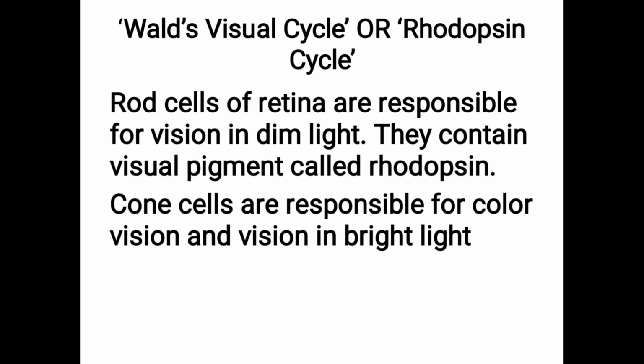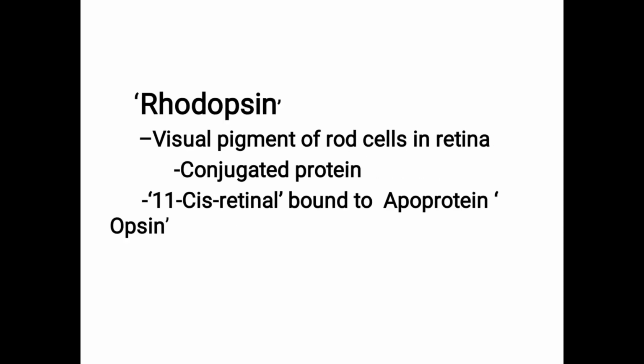In the retina there are two types of cells, rod cells and cone cells. Rod cells of the retina are responsible for vision in dim light. They contain the visual pigment rhodopsin, which is a conjugated protein. Rod and cone cells are present in the retina. Rod cells are responsible for vision in dim light and cone cells for vision in bright light. These two points you have to remember.